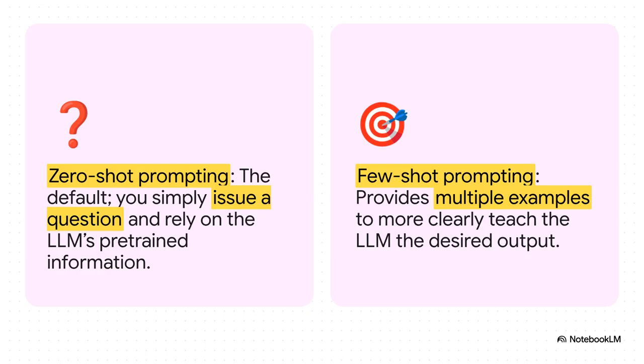A zero-shot prompt is what most of us do every day. You just ask a direct question. But a few-shot prompt is different. You give the model an example or 2 of what you're looking for. It's like instead of just asking it to write a poem, you show it a haiku first. That tiny bit of guidance can make a world of difference in the quality of the response you get.